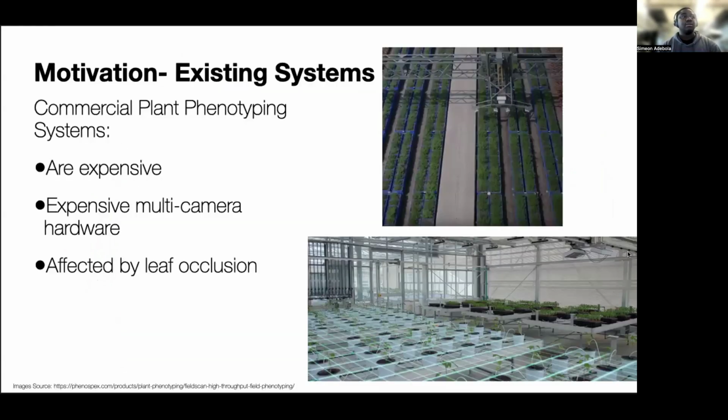of plant details. Existing plant phenotyping systems can produce high-quality 3D reconstructions, yet commercial systems are expensive and require expensive multi-camera hardware. In addition, due to leaf occlusion, they cannot perceive many plant details.